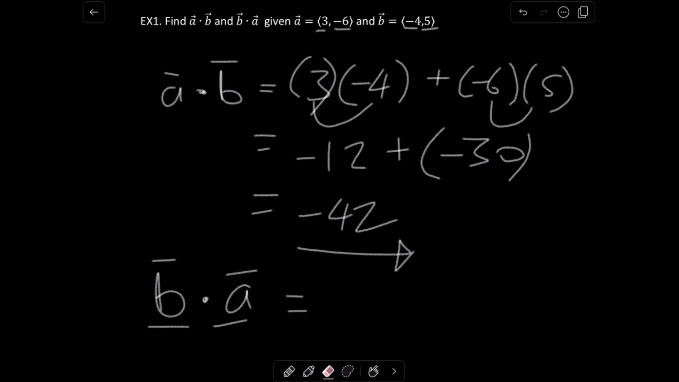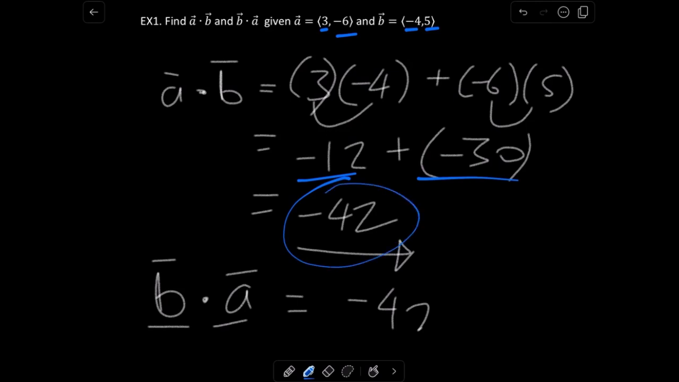Well, it's the same thing. It's going to be the exact same answer, minus 42, because what we're going to do is take minus 4 times 3, that's going to give us minus 12, and then 5 times minus 6, that's going to give us minus 30, and then we're going to add those up and get minus 42, and there's your answer. Okay, so the order in which we perform the dot product does not matter. All right, and that's example 1.